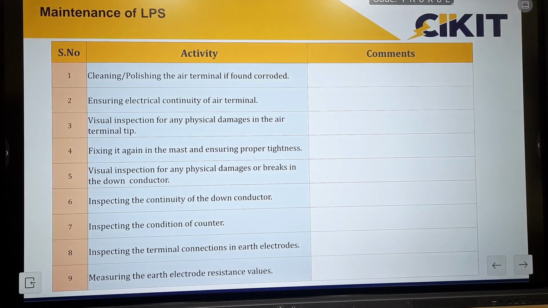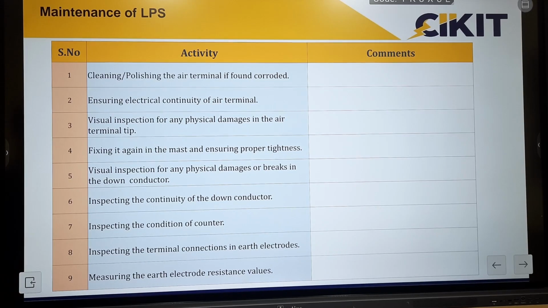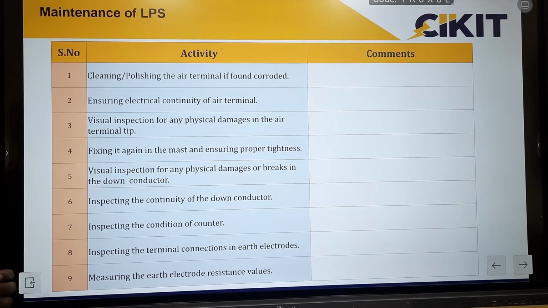So, maintenance of LPS. As I mentioned, maintenance should be done properly to ensure the proper operating condition of this lightning protection system. All the components are exposed to the atmosphere, so periodical inspection should be done to ensure the operating condition of this lightning protection system's components.